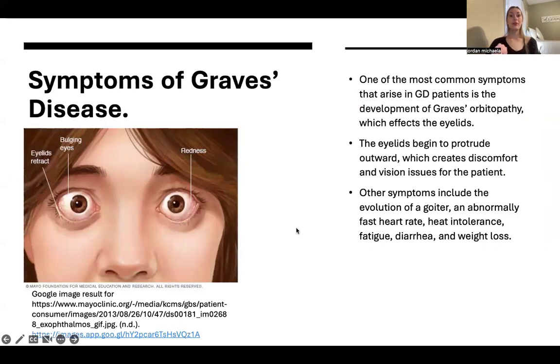So, symptoms of Graves' disease. One of the most common symptoms and problems that arise from Graves' disease is the development of Graves' orbitopathy, which affects the eyelids. It makes them protrude and bulge outwards, causing severe pain, discomfort, and also vision issues. Other symptoms include the evolution of a goiter, an abnormally fast heart rate, heat intolerance, fatigue, diarrhea, and weight loss.